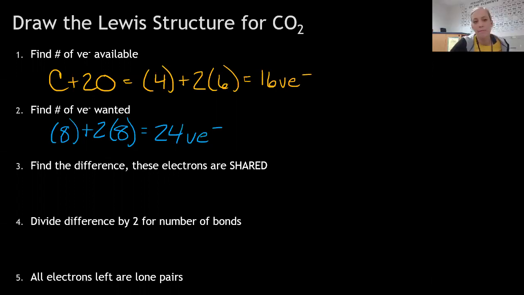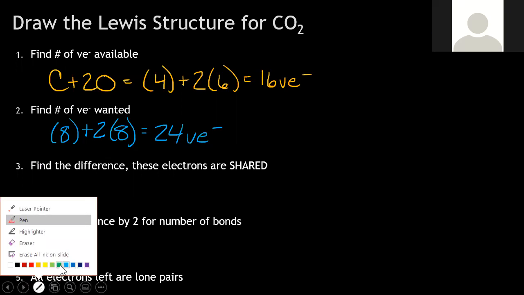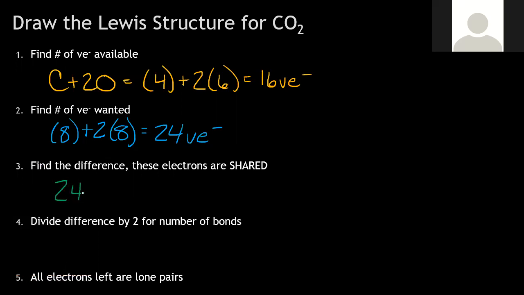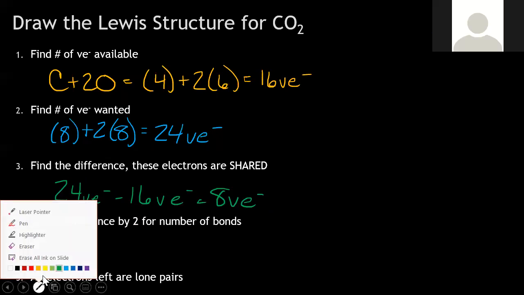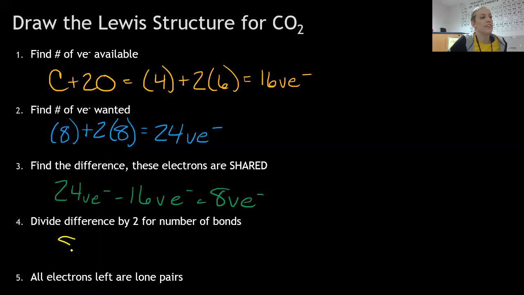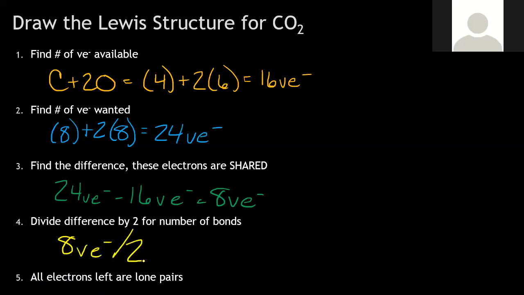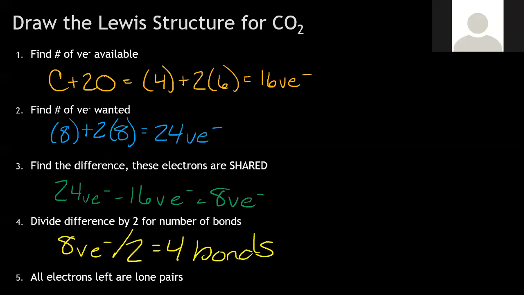Good job, by the way. All right, Snehag, what do I do next? So then you have to find the difference. So you do 24 minus 16, which is 8. 8 valence electrons. And what does that represent, that 8? So those are the electrons that are shared. So you would divide that by 2 in the next step. Yeah, so the next step, you'd have 8 valence electrons, and then there's 2 valence electrons per bond. So that's 4 bonds in our molecule. Awesome. Beautiful.